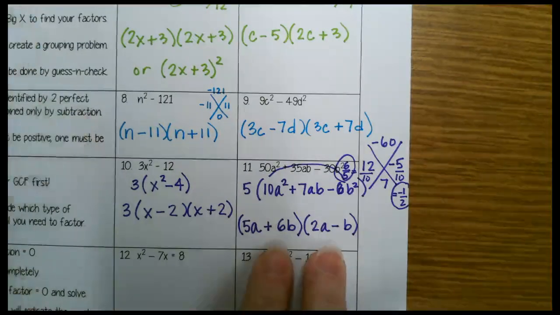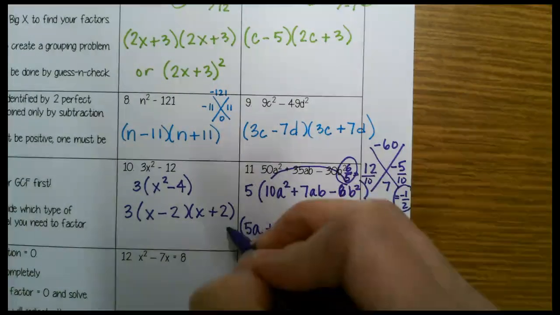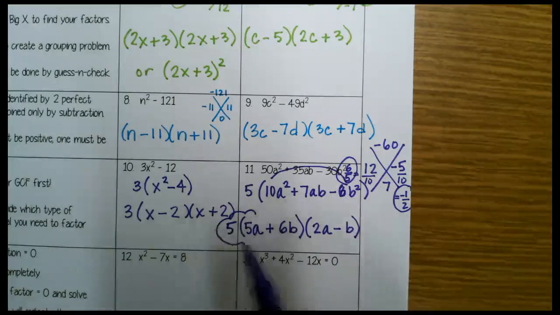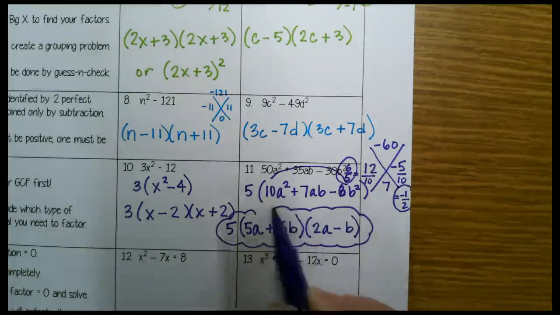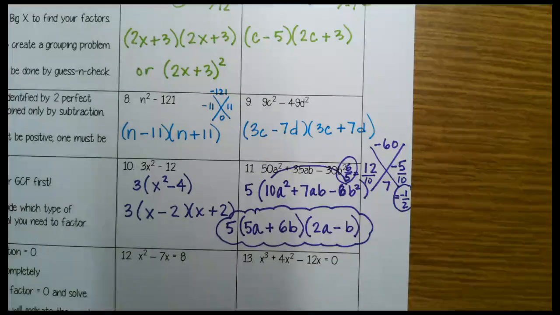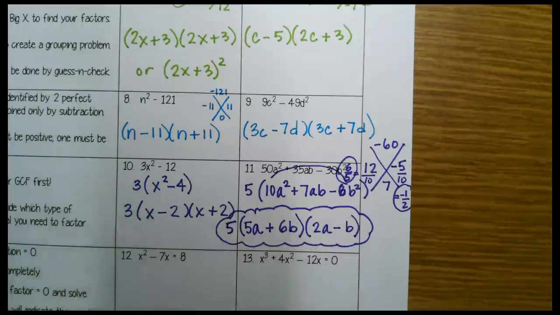If we multiply this back together and then take that answer and multiply by 5, we'll get what we started with. So this is the final answer. Just keep in mind that you took that 5 out from the very beginning. If we multiply this together, it's not going to get us back to the original problem unless we also distribute a 5.